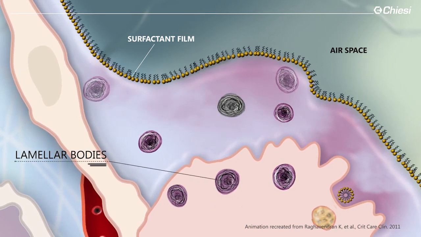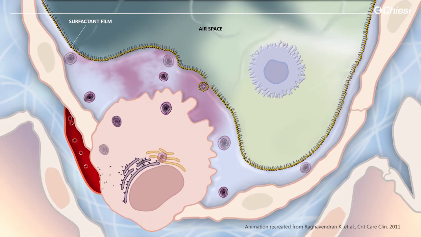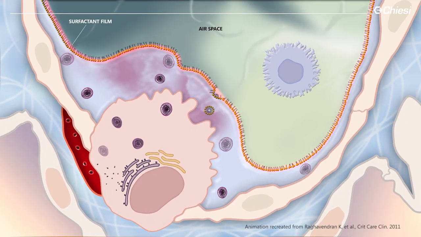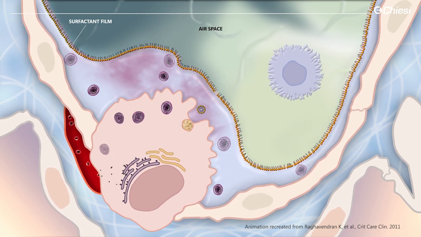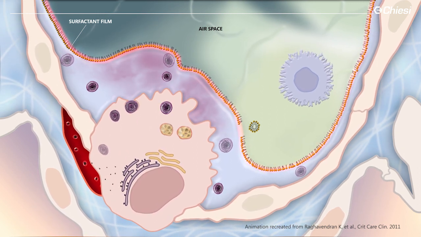For the creation of the surfactant film, there is a protein, surfactant protein B, that is very, very important, and I will tell you later on about that. So why is surfactant secreted into the alveoli? Because it's there that it is supposed to have its main biophysical activity.